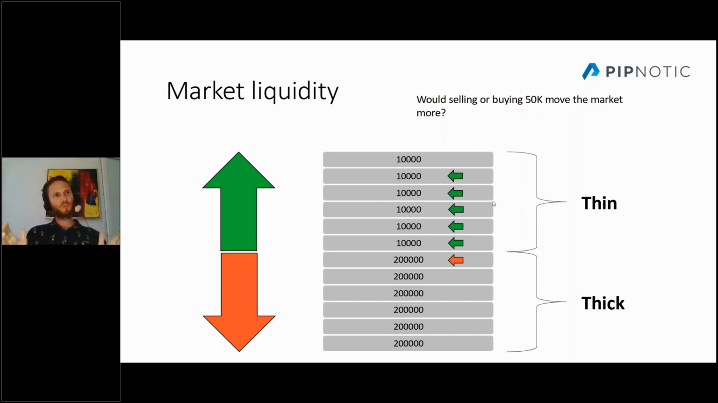Okay, and so this is why when you look at a price chart, you have to be able to identify the thin side and the thick side of the market. And if you can see this, then you're in the money. This is really important to train your eyes to see. And so if I buy, I change the price of the market. If I sell, nothing happens. And this is essentially what slippage is.